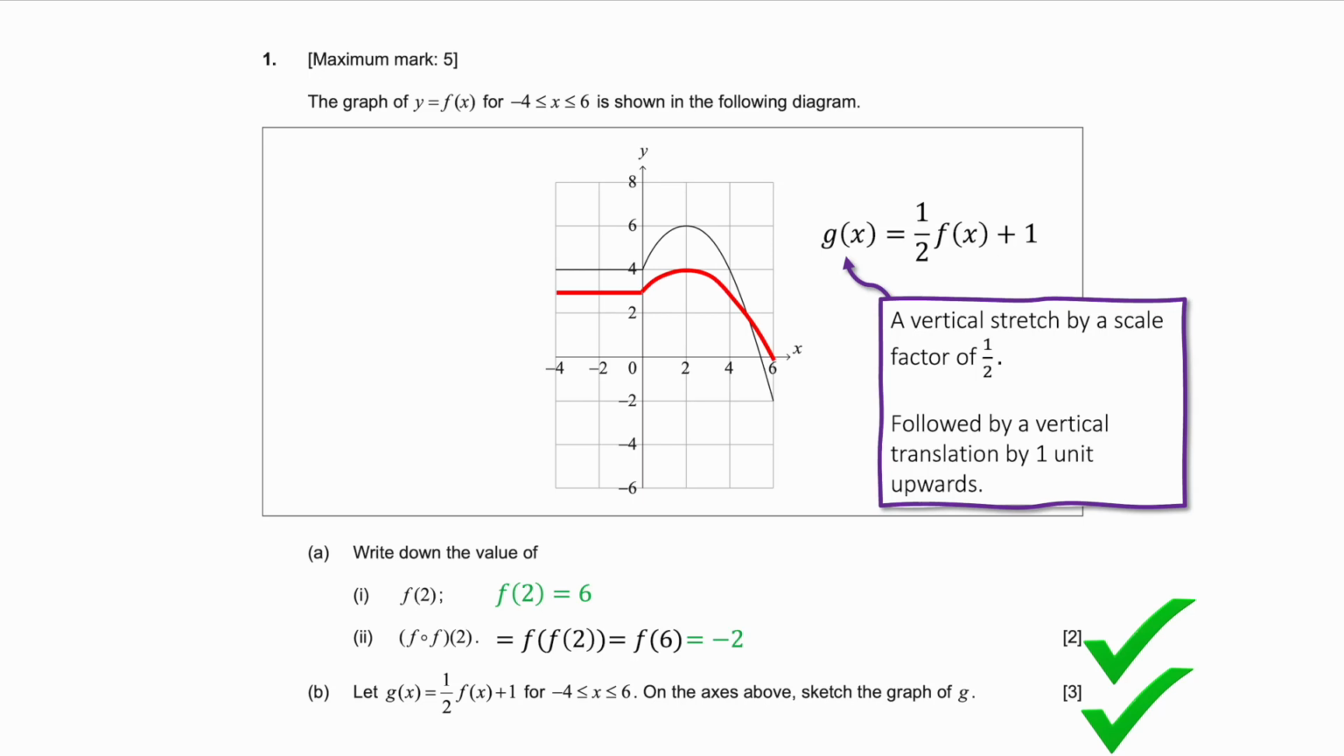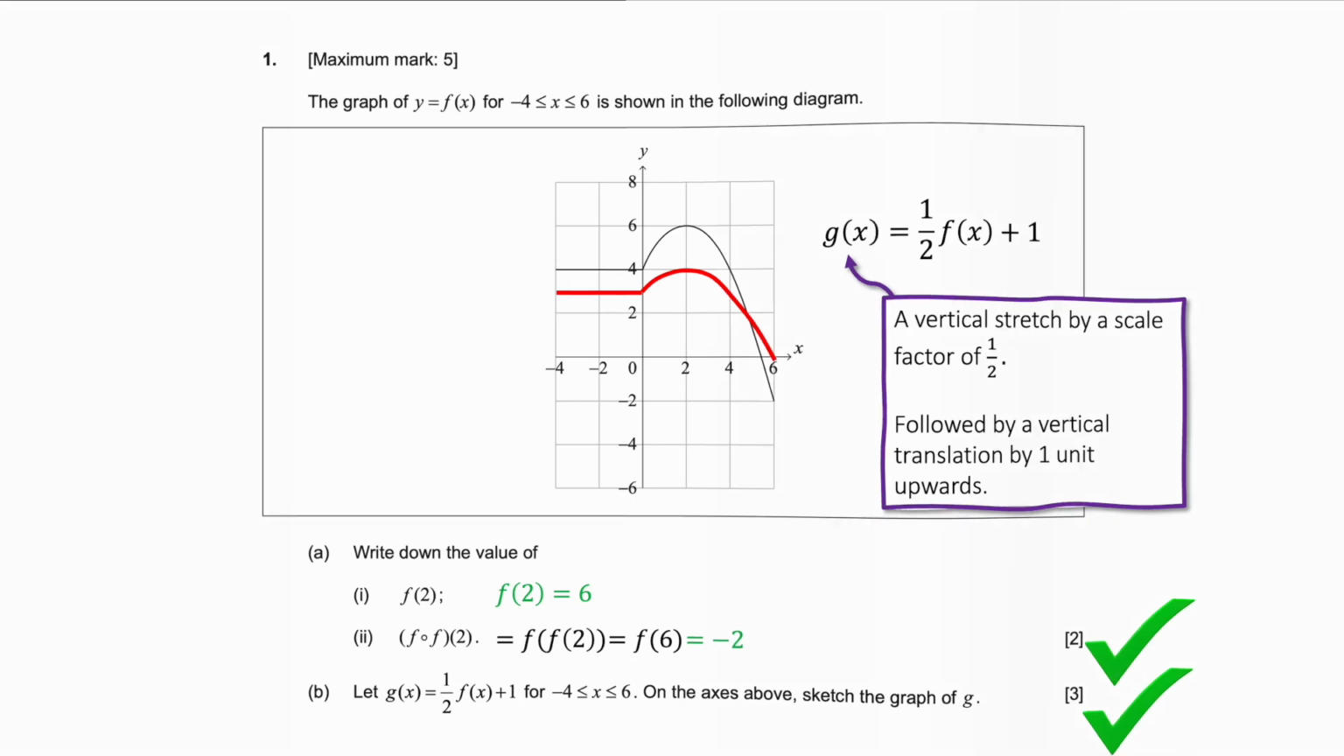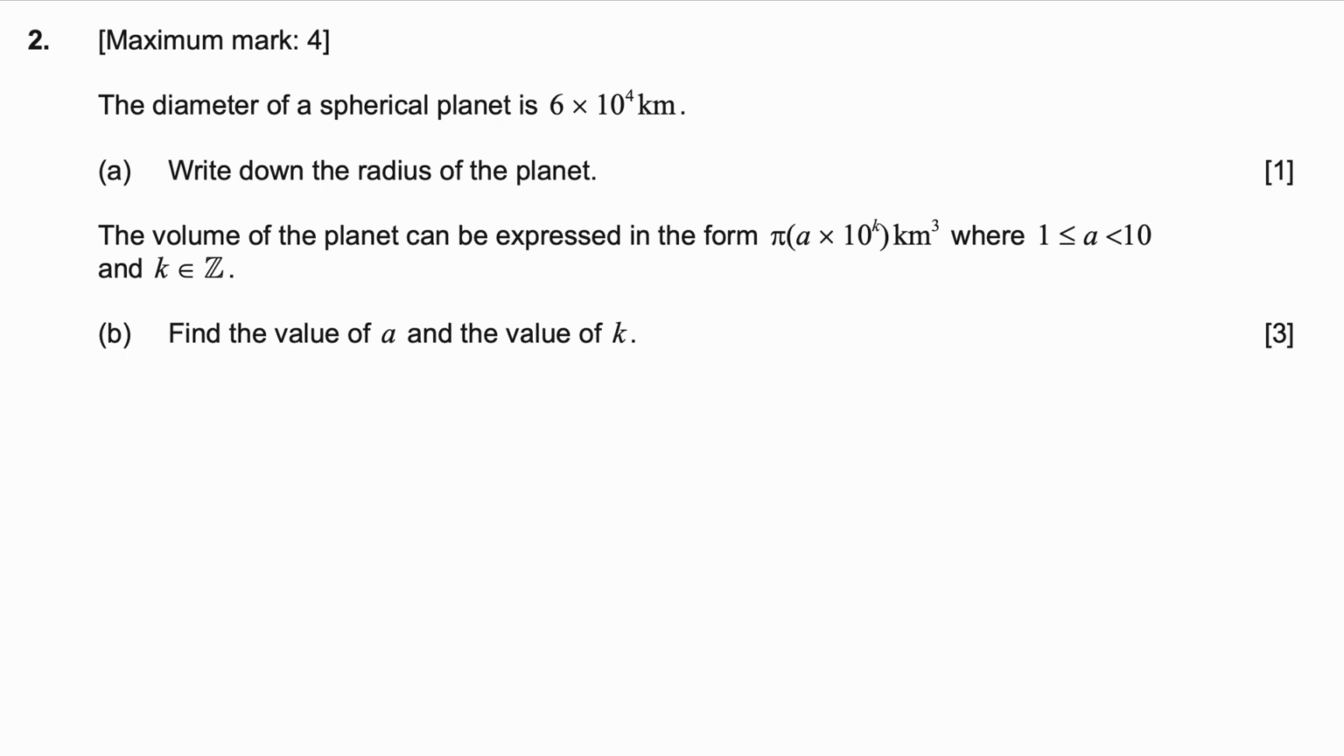Now, let's look at question 2. The diameter of a spherical planet is 6 times 10 to the 4 kilometers. Write down the radius of the planet. Well, that's easy. That's just half the diameter. We half 6 times 10 to the 4. We get 3 times 10 to the power 4 kilometers. Remember the kilometers on the end.